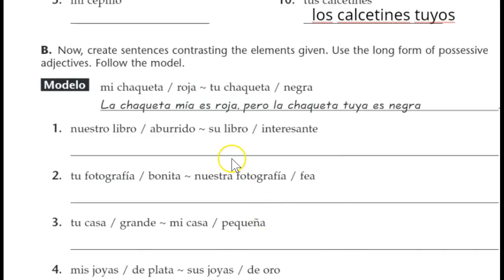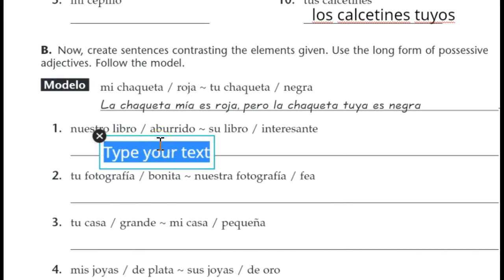All right, moving on to part B. Now create sentences contrasting the elements given. Use the long form of possessive adjectives and follow the model. Mi chaqueta roja, tu chaqueta negra. La chaqueta mía es roja, pero la chaqueta tuya es negra. My jacket is red, but your jacket is black. Now, you could actually say, la chaqueta mía es roja, pero la tuya es negra. We could drop the second mention of chaqueta because we've already said it here. And we're saying la tuya, meaning feminine singular, and it refers back to chaqueta. So you can do it that way if you want. Save yourself a little bit.